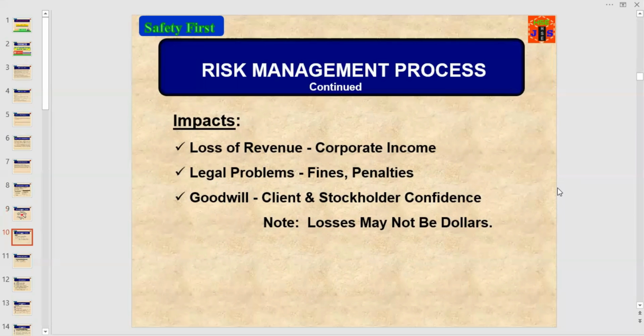Let us discuss what the impacts are: loss of revenue, corporate income, legal problems such as fines and penalties, goodwill, client and stockholder confidence. But remember, losses may not be in dollars or dirhams or rupees. It might be thousands of dollars, thousands of rupees, or even millions of dollars or millions of rupees.